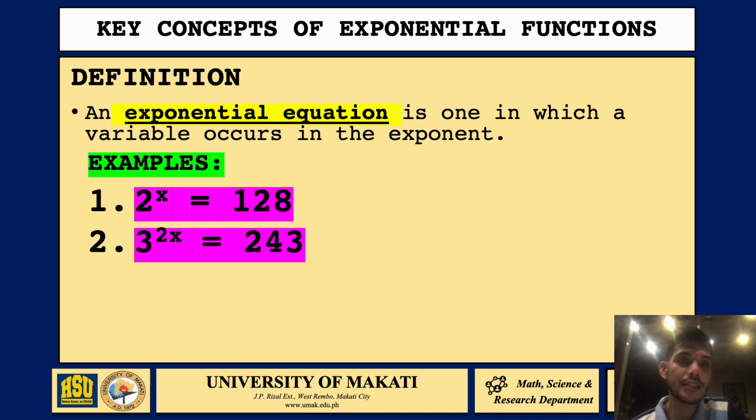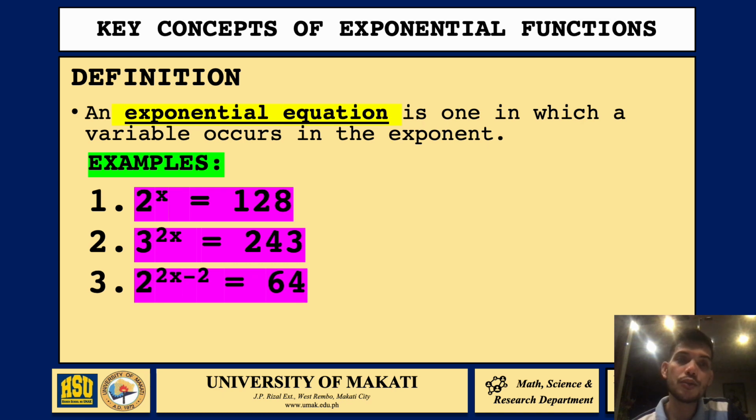This is an example of an exponential equation because it contains an equal sign and, of course, in the left member of the equation, the base 3 has an exponent that contains a variable, which is 2x.